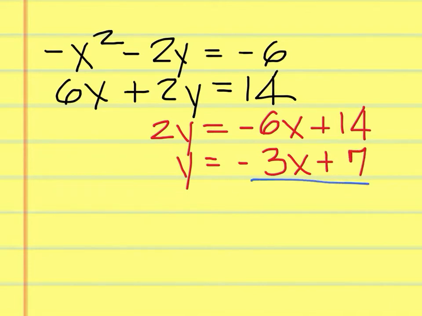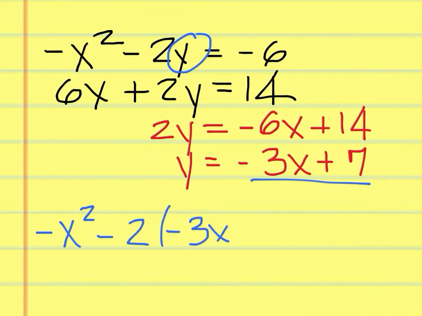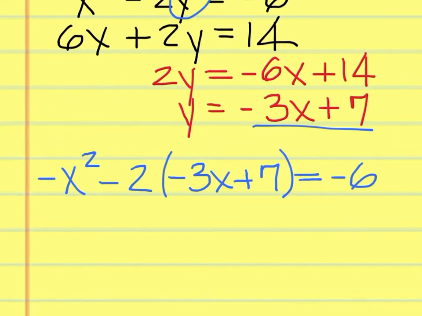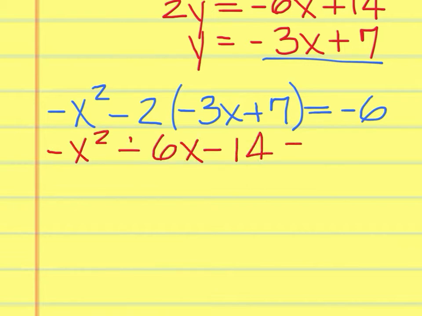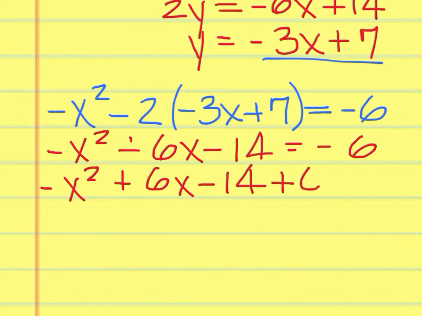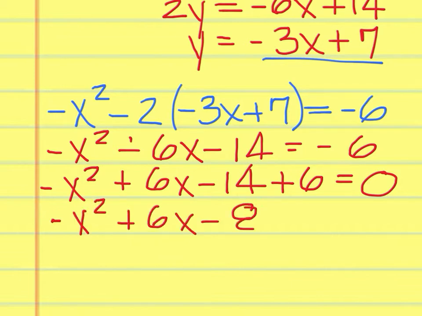We can plug this in to the other equation here for y. So negative x squared minus 2 times the quantity, negative 3x plus 7, equals negative 6. Distribute the minus 2 through the parentheses. Negative x squared plus 6x minus 14 equals negative 6. So keep the negative x squared and the plus 6x and the minus 14 on the left. Move the minus 6 to the left. Simplify your constants at the end. Negative 14 plus 6 is negative 8.